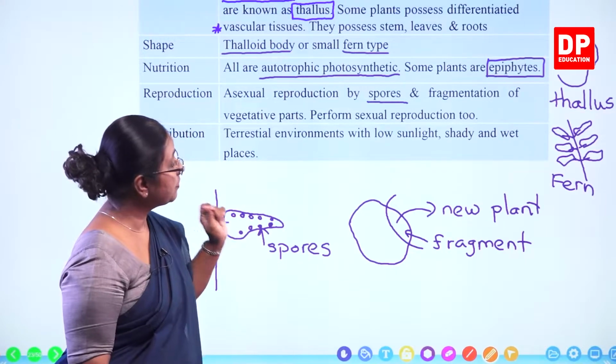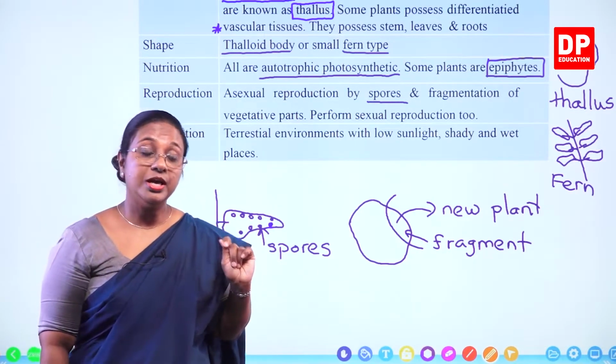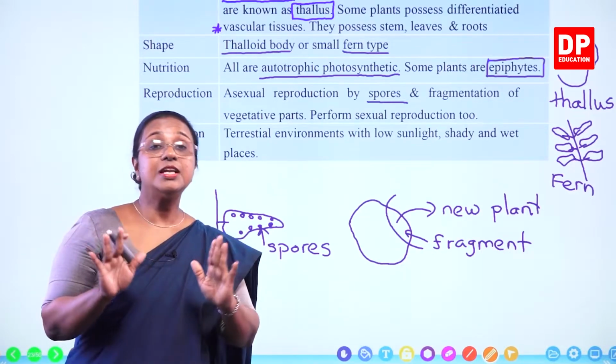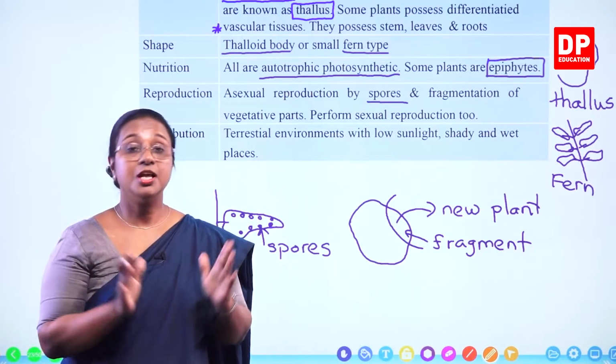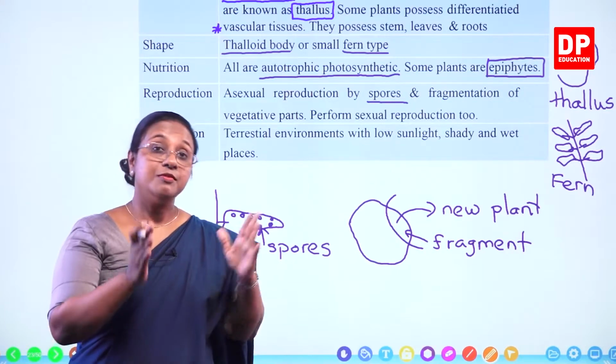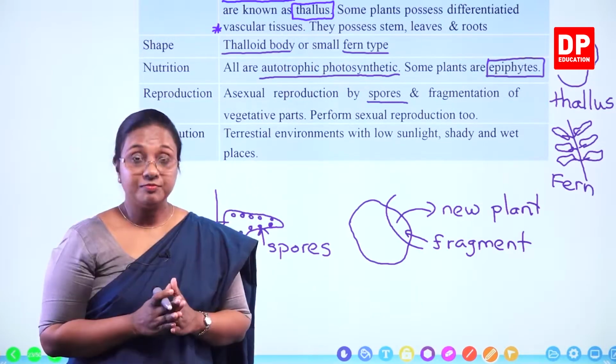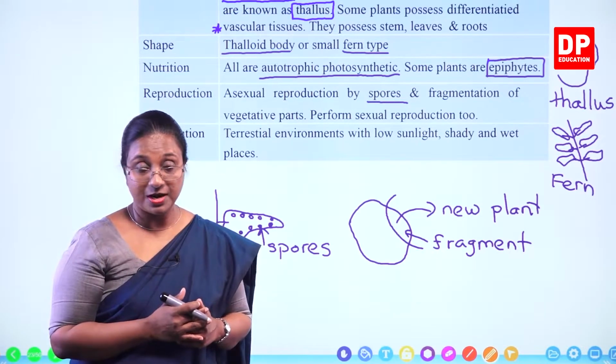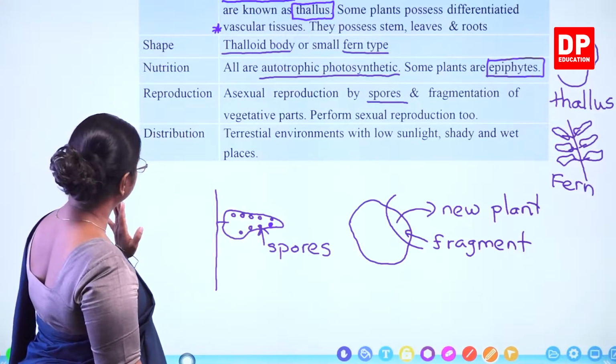And they perform sexual reproduction too. Here, sexual reproduction not by flowers. A different type of sexual reproduction. That is also possible. Female gametes and male gametes, if they are produced by the plants, then they can undergo sexual reproduction. So both methods are possible.